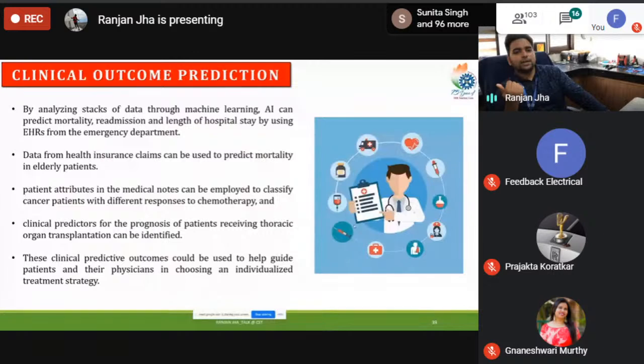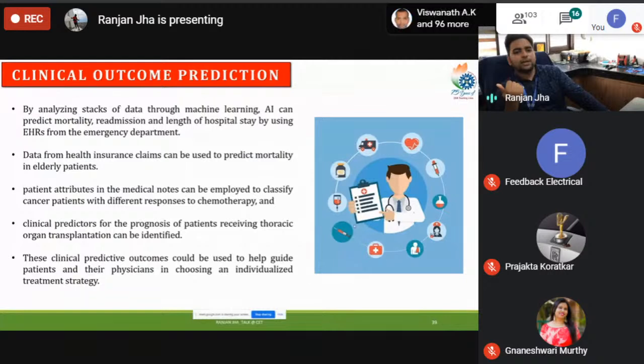So this is the part where the embedded system and AI can work together to give very good support to the medical, the healthcare system. So data from the health insurance claims can be used to predict mortality in elderly patients. Again, these are all case studies to help improve the healthcare system.